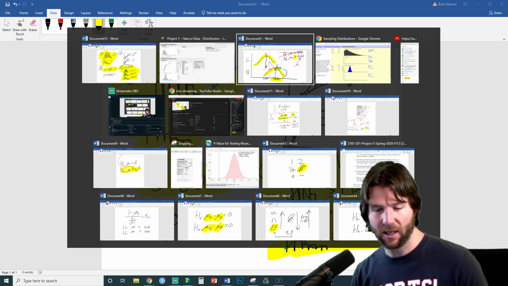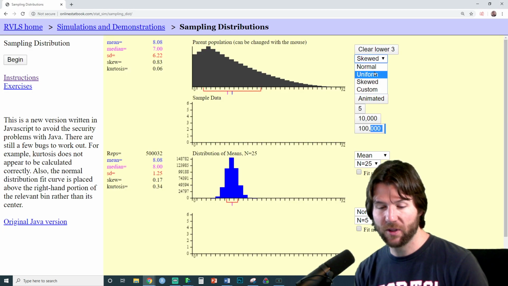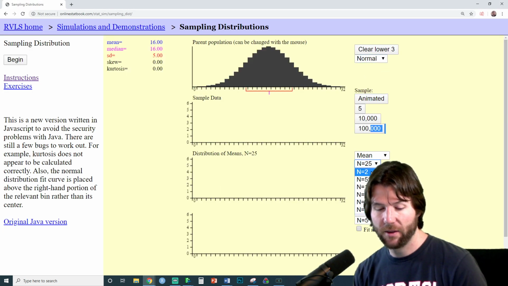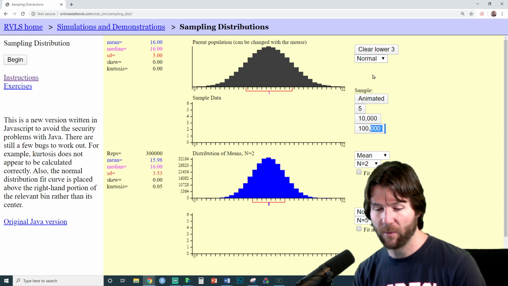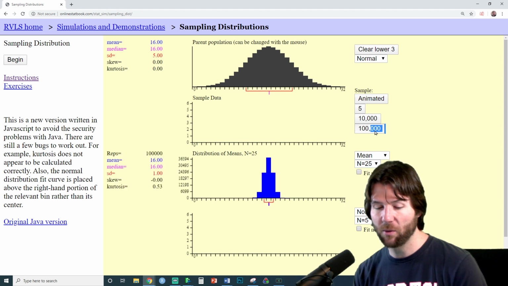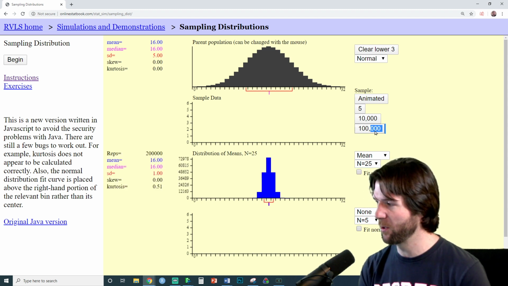One last thing on that, then Katie's question here. If we say that the original distribution is normal, then any distribution of the mean will be normal. So it doesn't matter what the sample size is for the mean, any distribution of the mean will be normal if the original distribution is normal. Does that make sense right here?